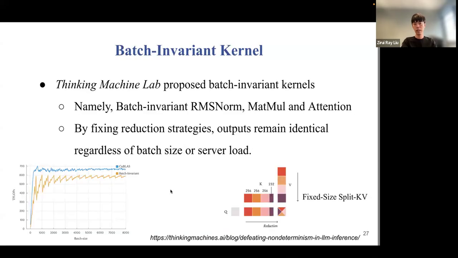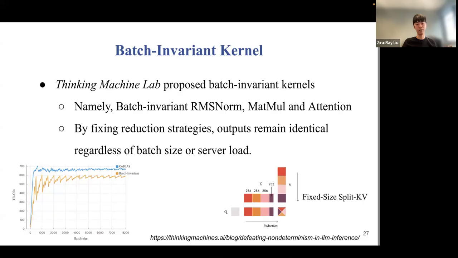I think the first one is the batch invariant kernel. This one was released by the Thinking Machines Lab. So they released the batch invariant kernel. Their key idea is that at the kernel level, they fully decouple the batch-level computation. It's like they ensure that we are using data parallelism at the kernel level. So this is their high-level idea.